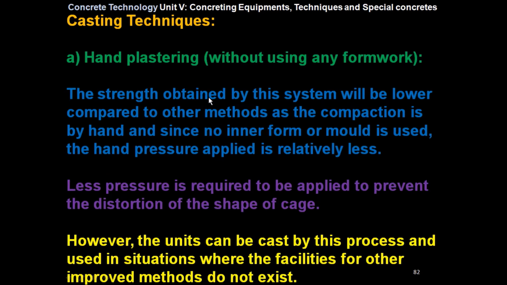The strength obtained by this system will be lower compared to other methods as the compaction is by hand, and since no inner form or mold is used, the hand pressure applied is relatively less. Less pressure is required to be applied to prevent the distortion of the shape of the cage. However, the units can be cast by this process and used in situations where the facilities of other improved methods do not exist.